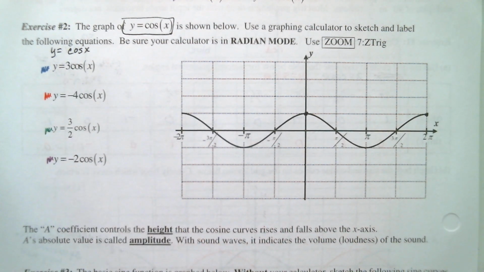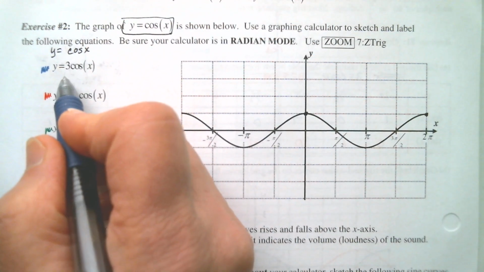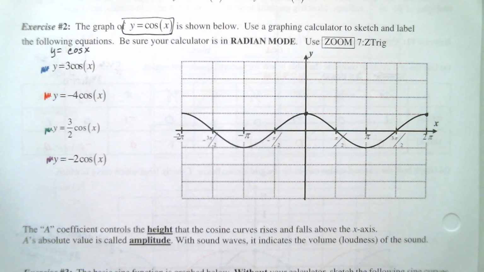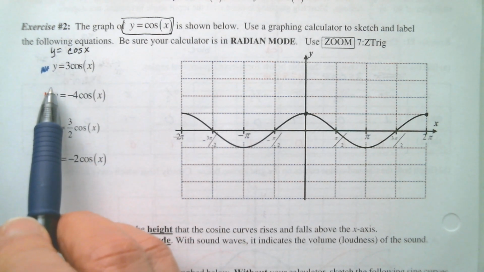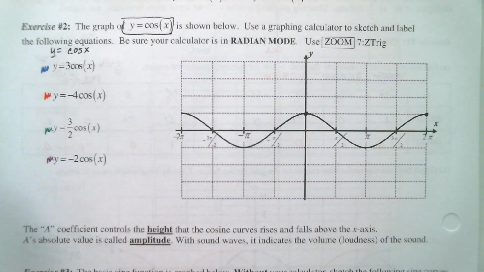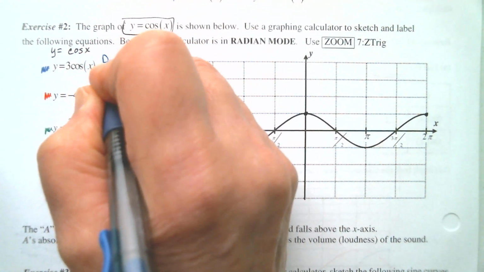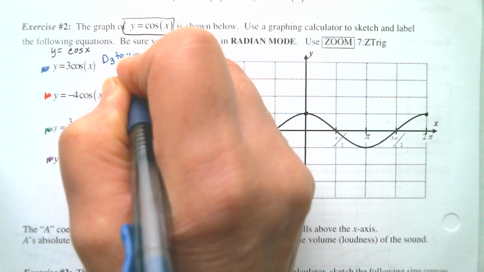So y equals 3 cosine x. What do you think the point it'll start with? It should start at 0, 3. Remember when we did our transformations, right? This 3 here is outside the function. It's 3 cosine x. When the coefficient was outside the function, it was a dilation. We saw it as a dilation of 3 to the y coordinate.